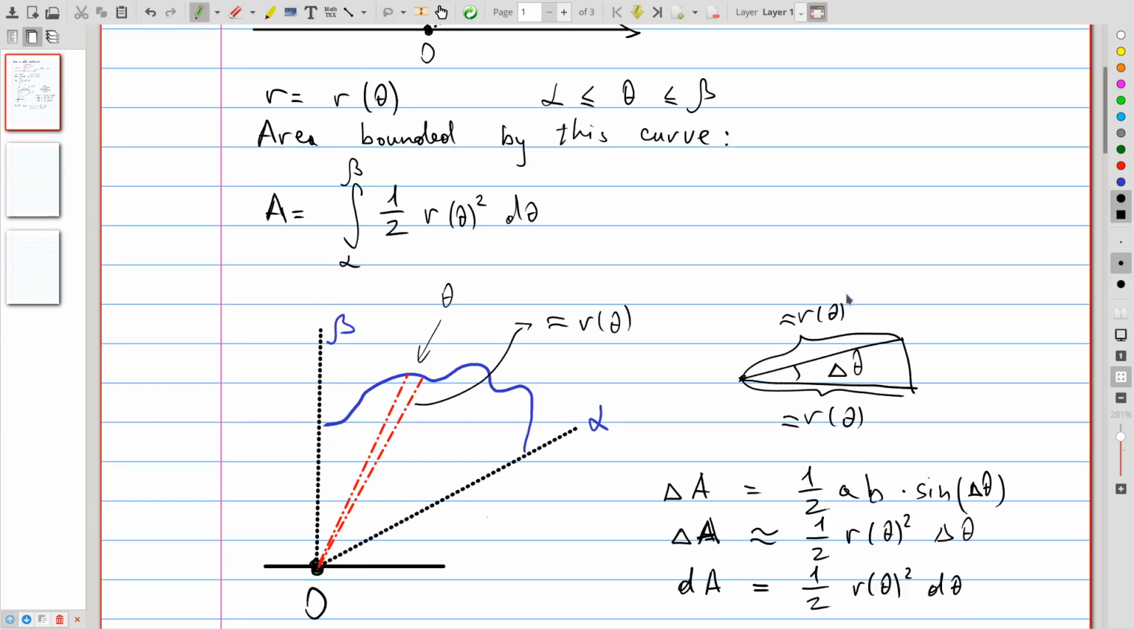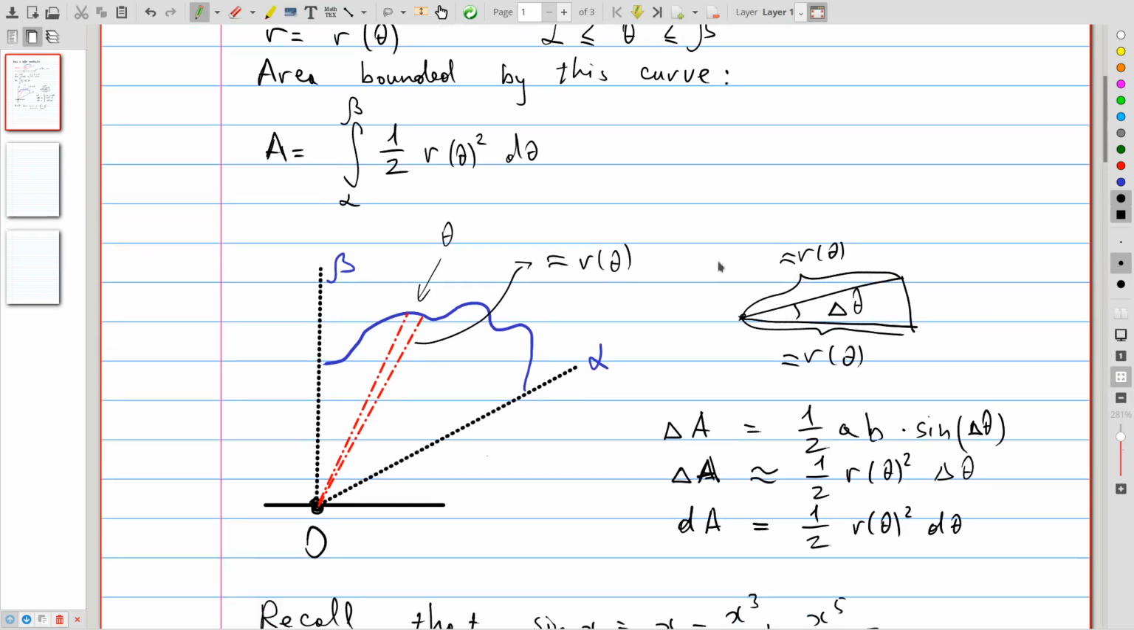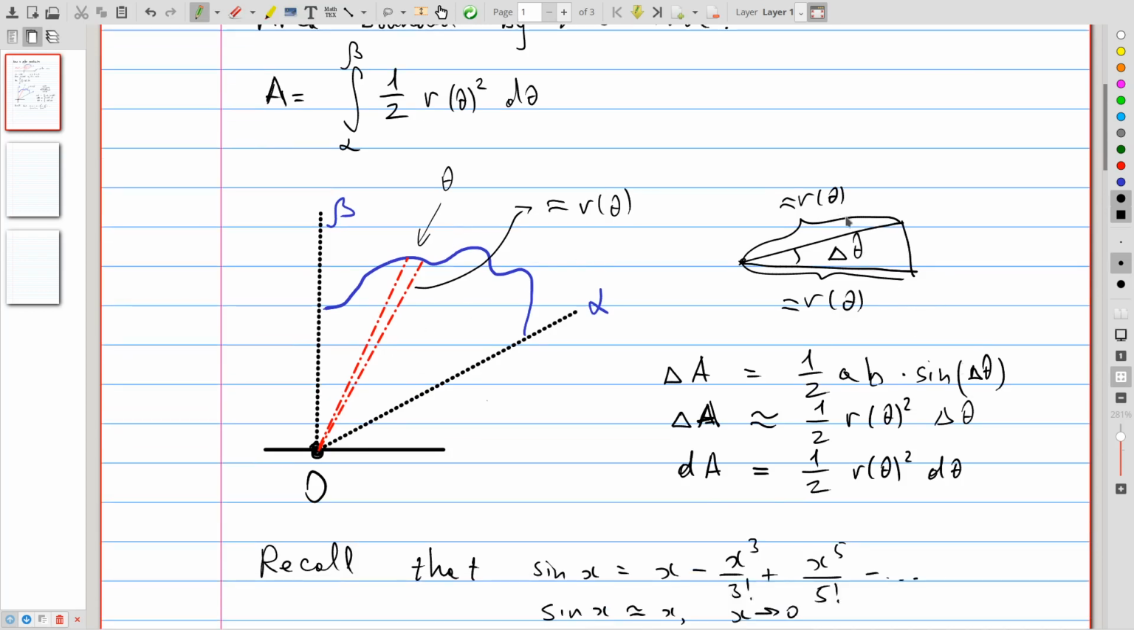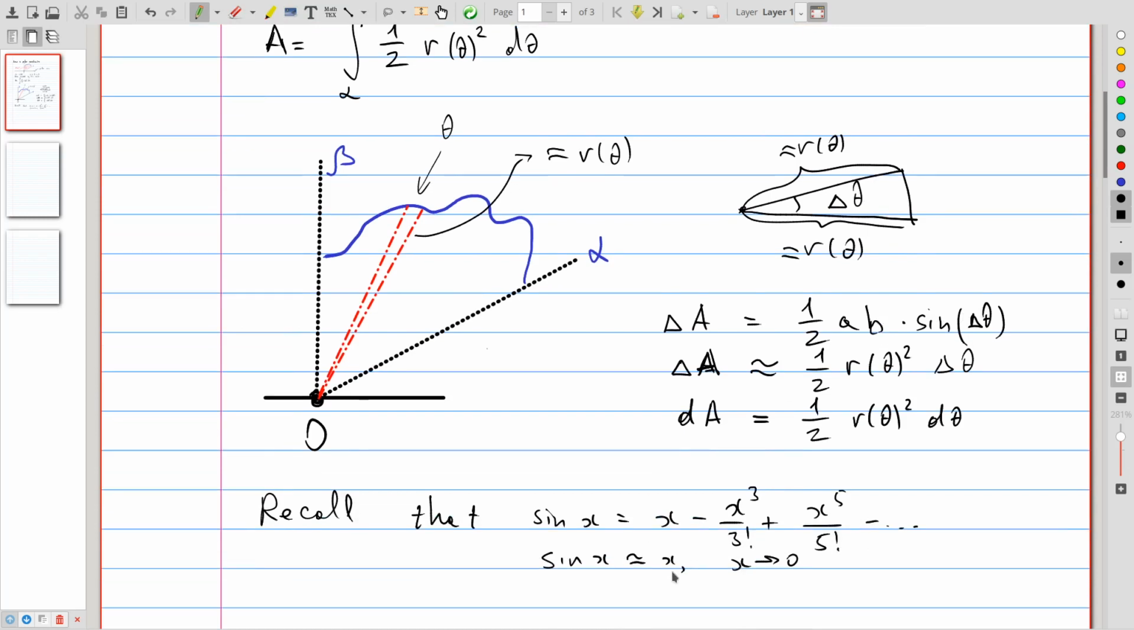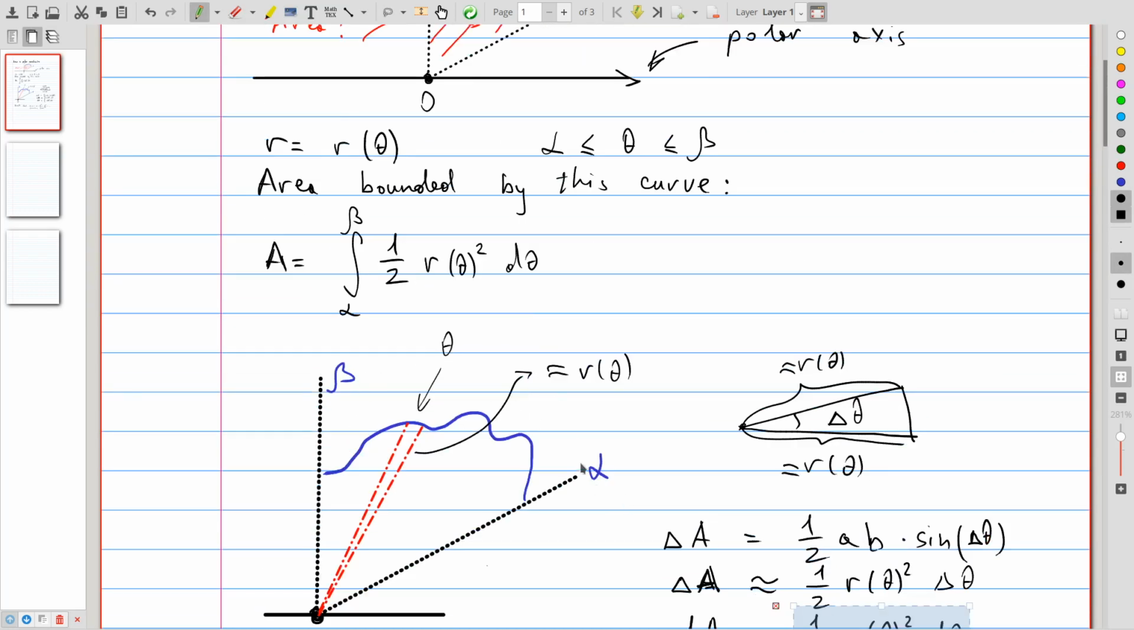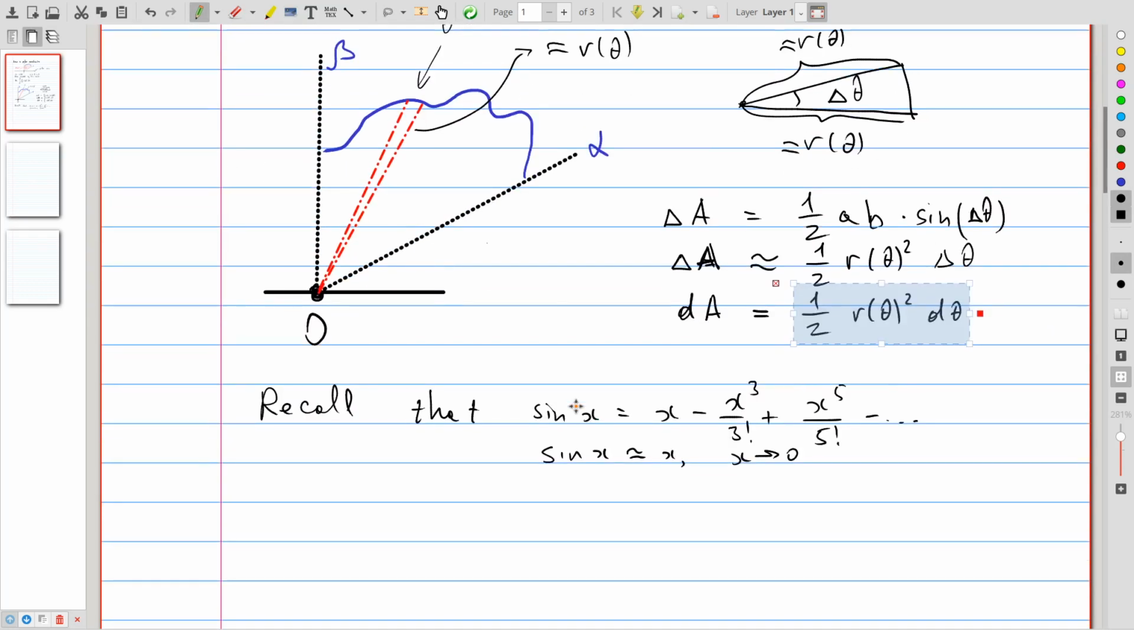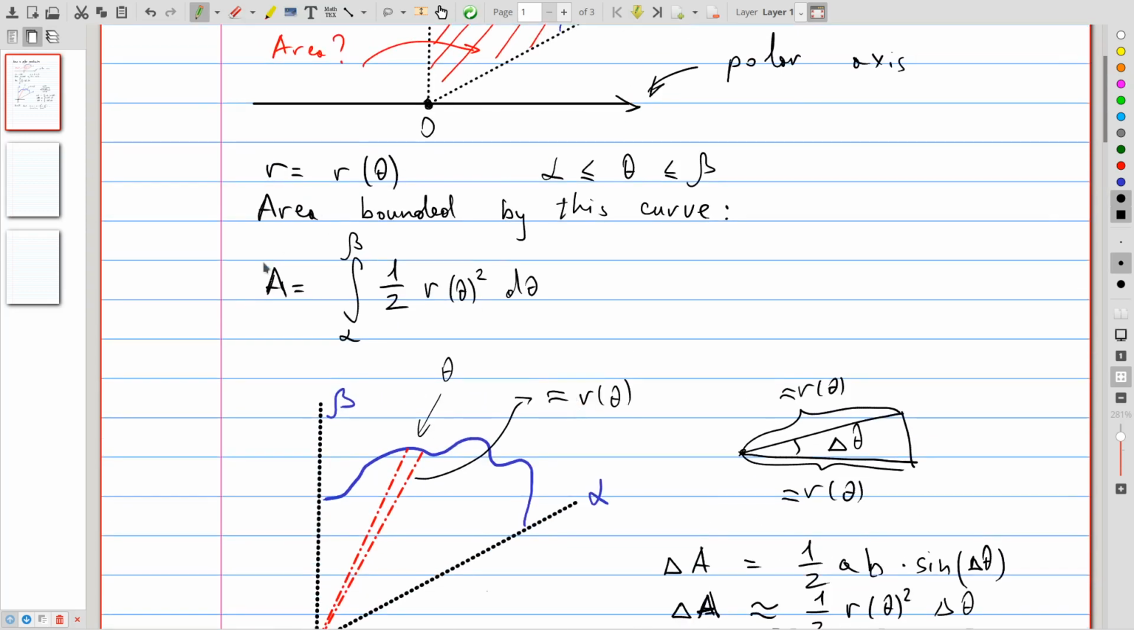So what you have to do to justify it is to say, well, I'm going to add up areas of thin rectangles like this, and I will use that sine of an angle is very close to the angle itself when the angle is small. So using this approximation, you're able to replace the area of every individual triangle with this expression here, and then that's what you have to integrate in the range of thetas that you have here. Great, so we have justified the formula.